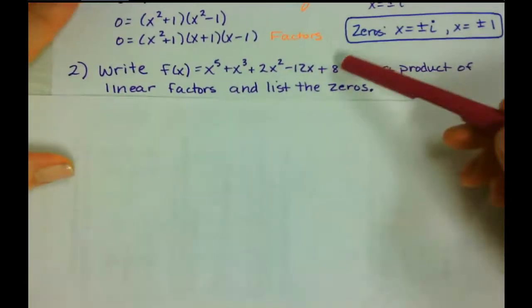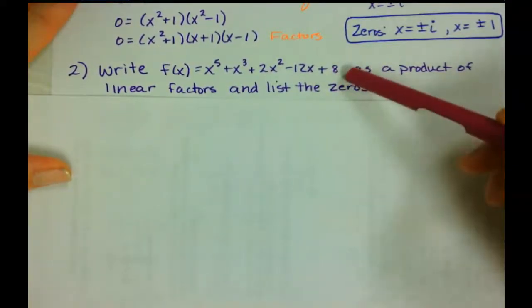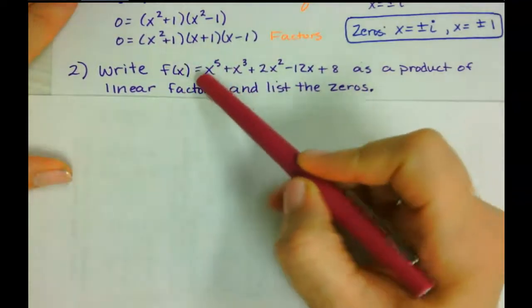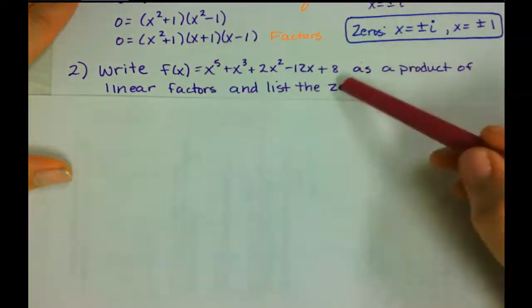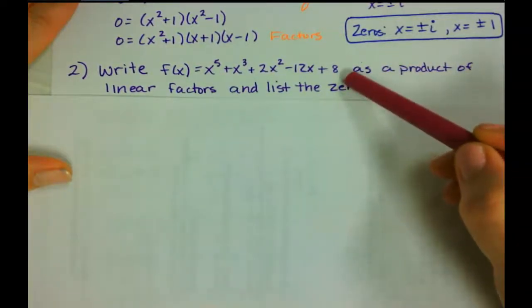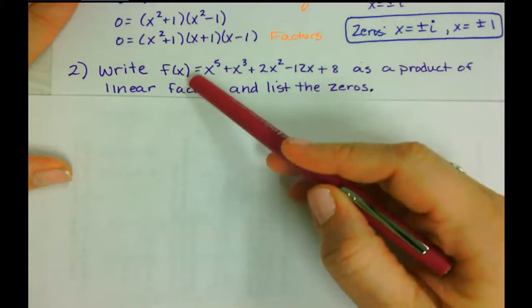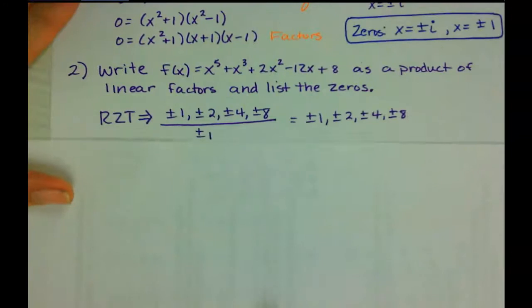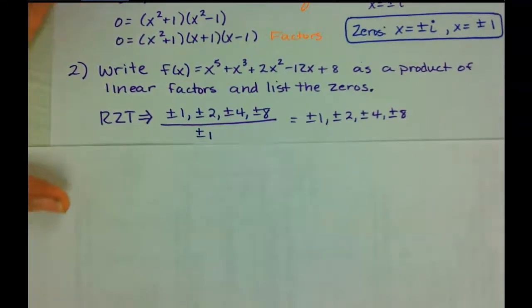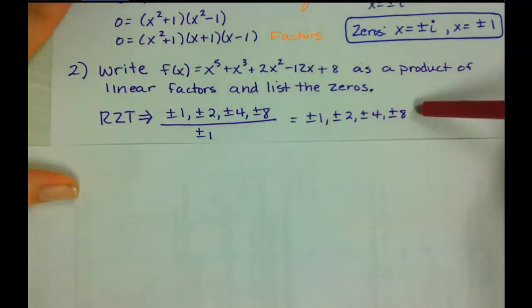So I take the factors of the constant, which is the number back here, and I divide it by the factors of the leading coefficient, which is the number right here in front of x to the 5th. So I'm going to take all the factors of 8, plus and minus, and divide that by all the factors of a, which are plus or minus 1. So my RZT test looks like that. Over here I have 8 possible rational zeros that I can use. And so I start plugging them into the function right here until I get a 0.